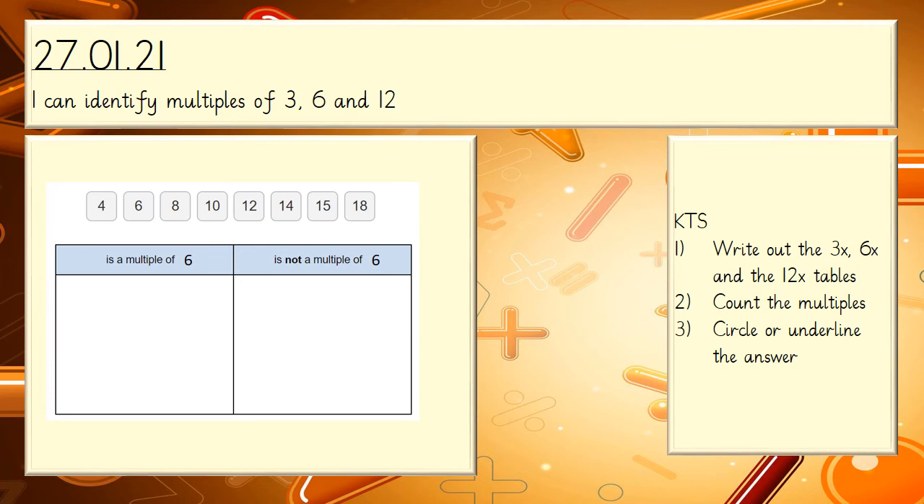Now let's have a look at which of these numbers that are shown here above that are multiples of 6 and the ones that are not multiples of 6. So I need to organise those into the correct table. So all of the ones that are in the 6 times table should go to the left, and all of the ones that are not in the 6 times table should go to the right. I can use my 6 times table to help me to do this. Pause the video here and solve this problem solving question.